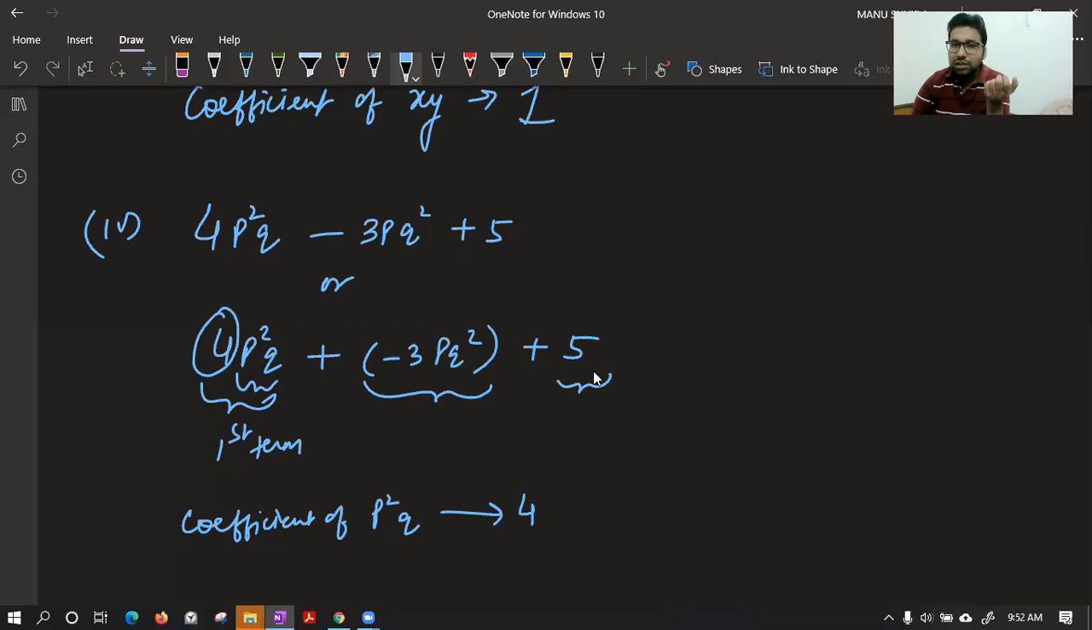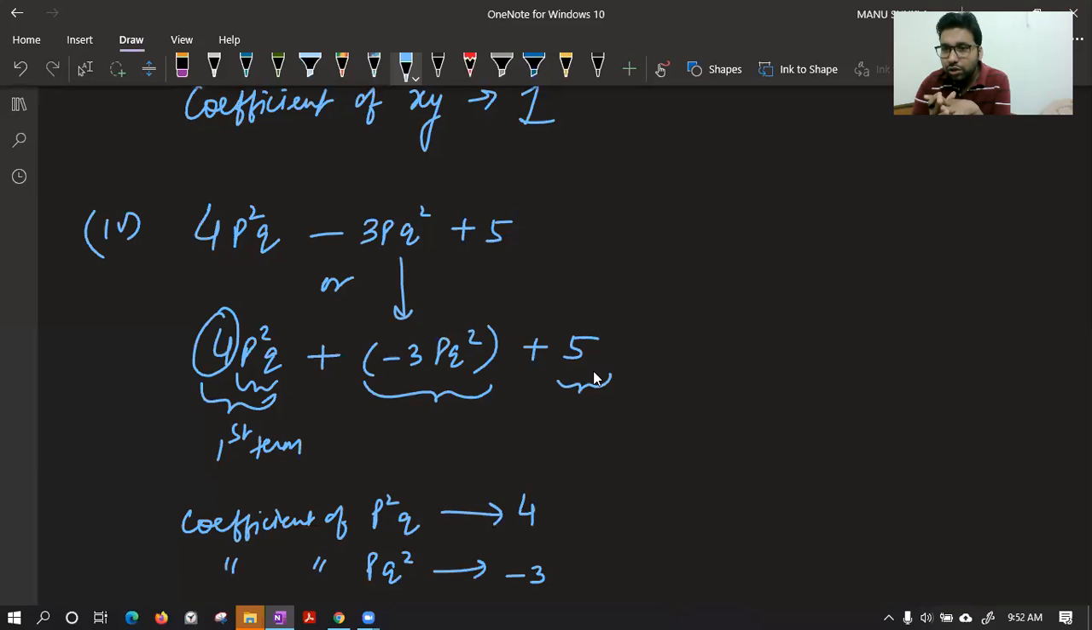If I ask the coefficient of pq square, that will be what? If you cover pq square, you will find that it is not plus 3. That is why I wrote the question in this way. That is minus 3. So minus 3. So this way we can find the coefficients.